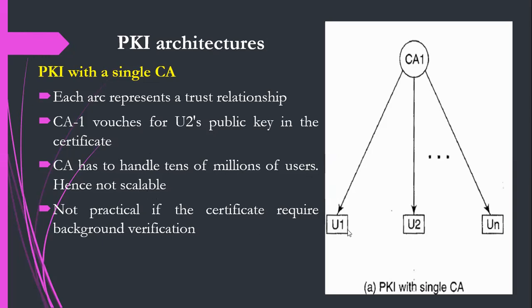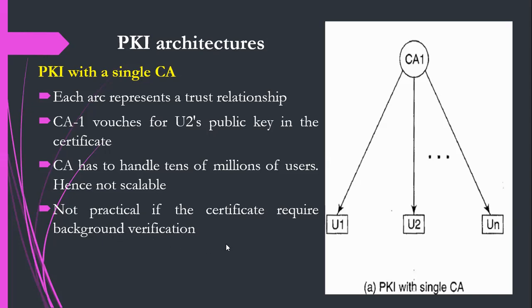Here U1, U2 till 10, it is manageable. But if it is tens of millions of users, then so much of the load is put on only a single CA, right? So CA has to handle tens of millions of users, so it will not be scalable. It will be much of a burden on the certificate authority if only a single certificate authority remains. So it is not scalable and it is not practical also.